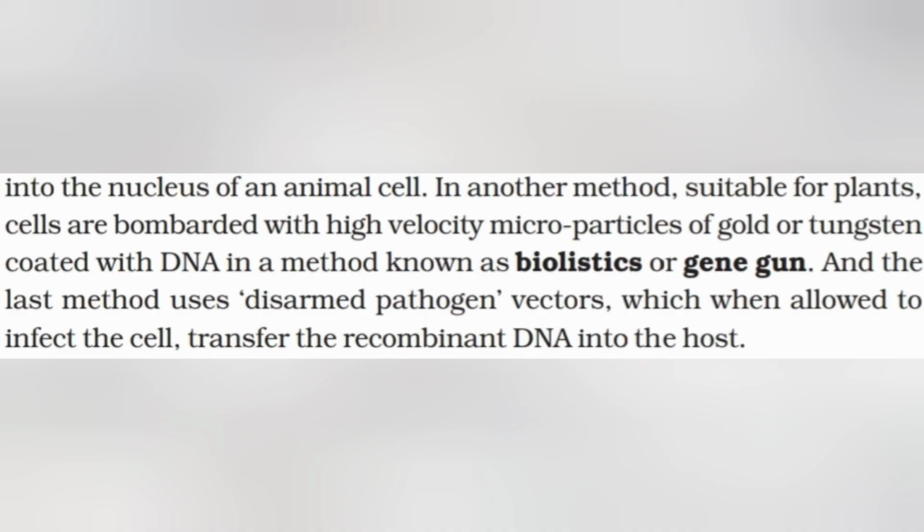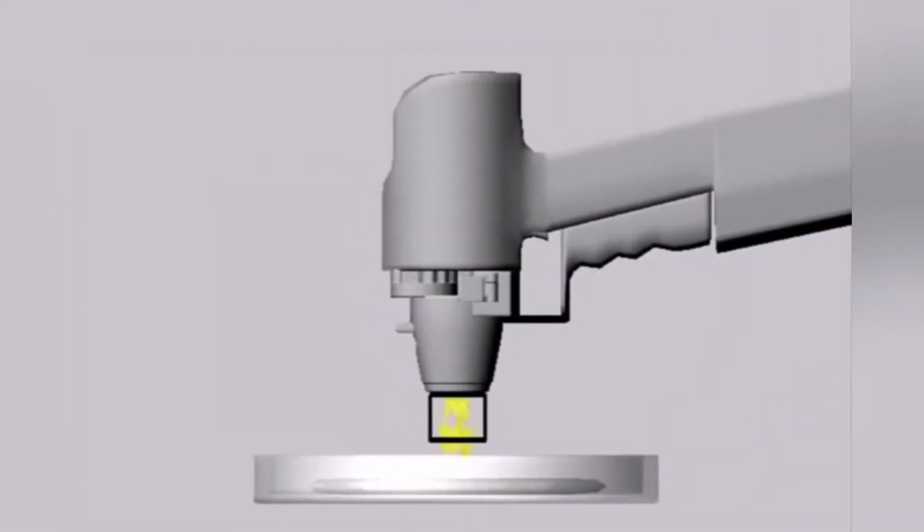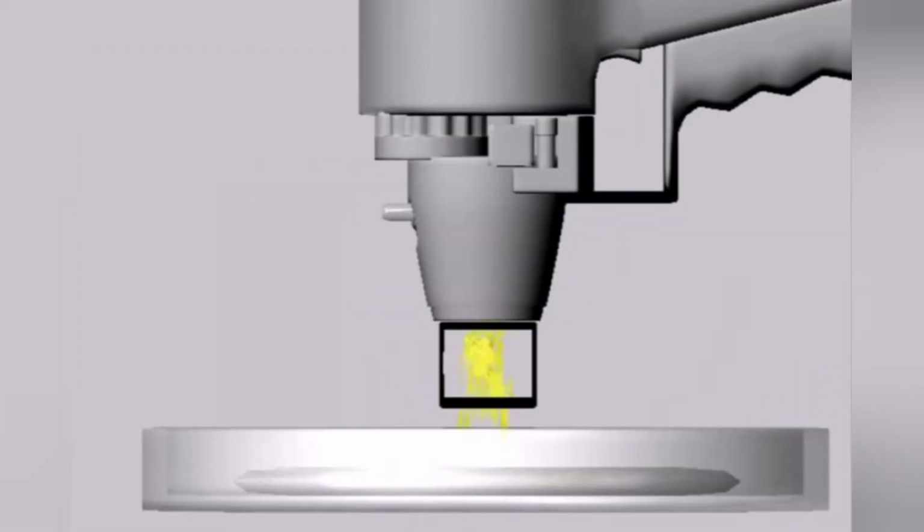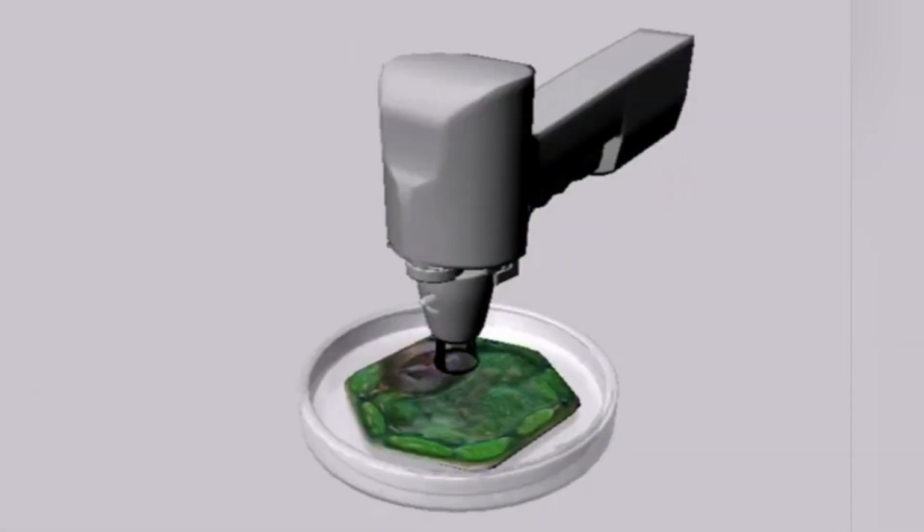In another method, suitable for plant cells, cells are bombarded with high velocity microparticles of gold or tungsten coated with the DNA, in a method known as biolistic or gene gun. And the last method uses disarmed pathogen vectors which, when allowed to infect the cell, transfer recombinant DNA into the host. Here is an animated video of how the gold particles coated with the DNA are injected directly into the cells. We can see that this is suitable only for plant cells.